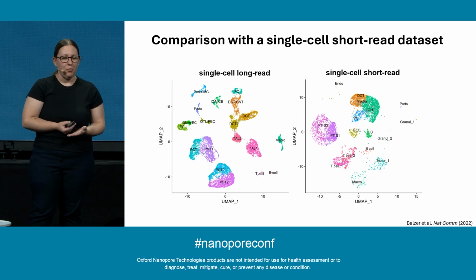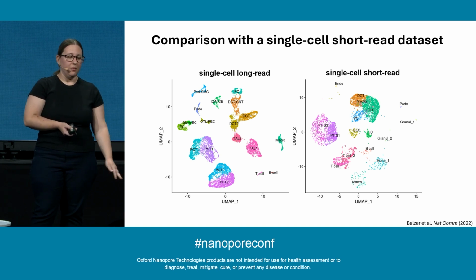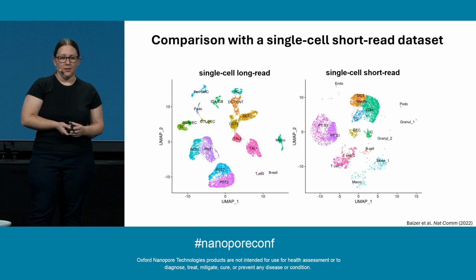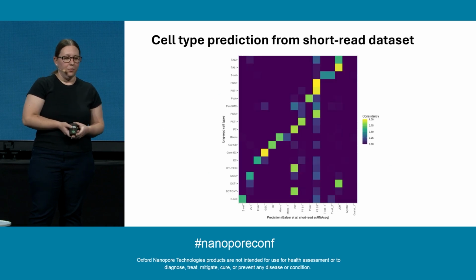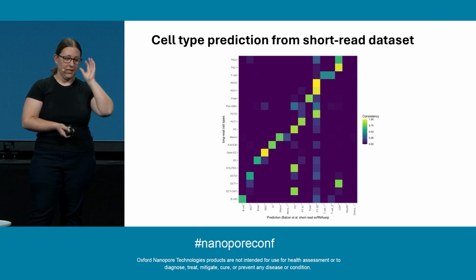We also wanted to compare our long read data set to a published short read data set that was also using single cell. So we used this paper here. Again, it's a mouse kidney, and we just did this confusion matrix to look at consistency between what we called a cell type versus what they called it, and pretty decent consistency across annotated cell types.